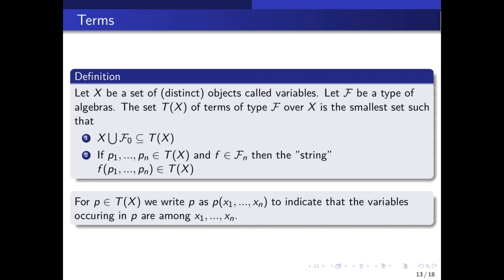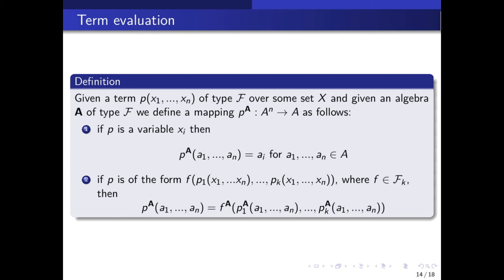We also want to evaluate our terms. And for that we need to be in a specific algebra A. And when we have a specific algebra, then the way we evaluate these terms is again in two steps. In the first case, when the term is just a variable, then we take some list of elements from our underlying set and just take the correct element and say this is the value of our term.